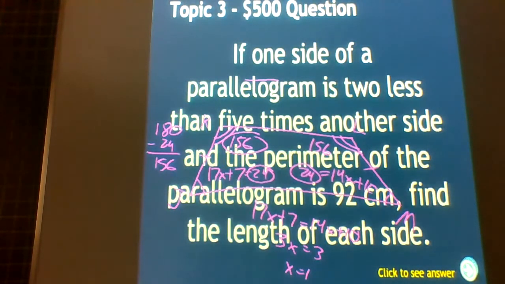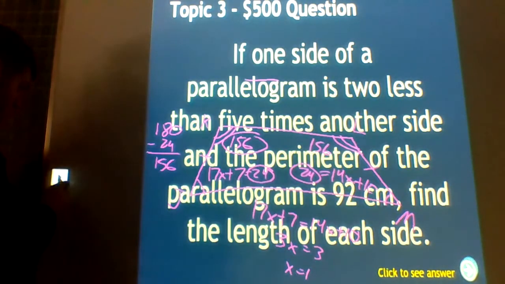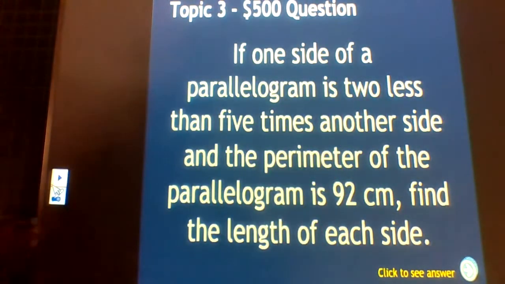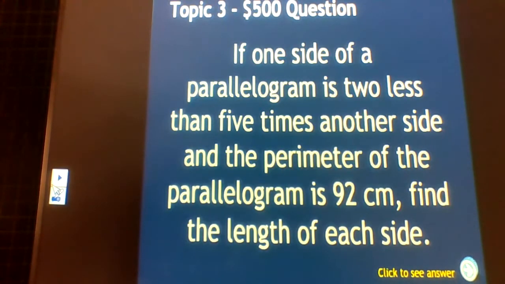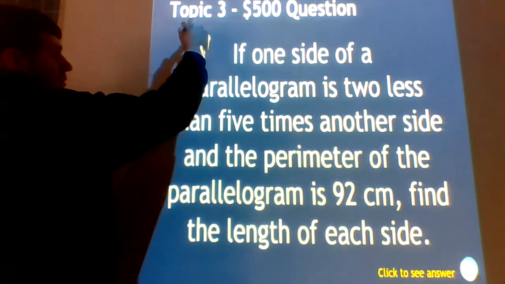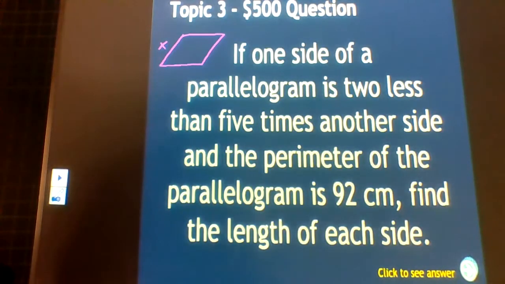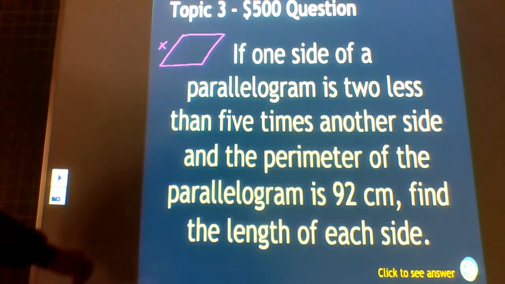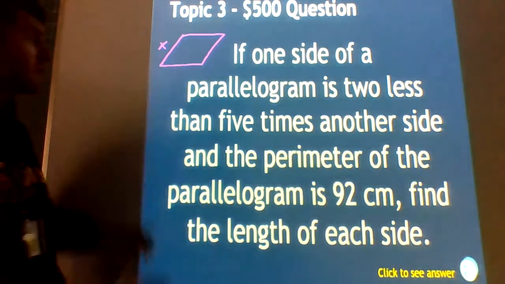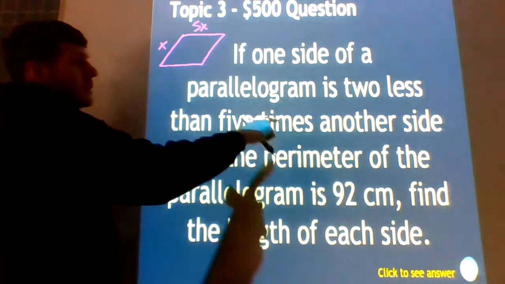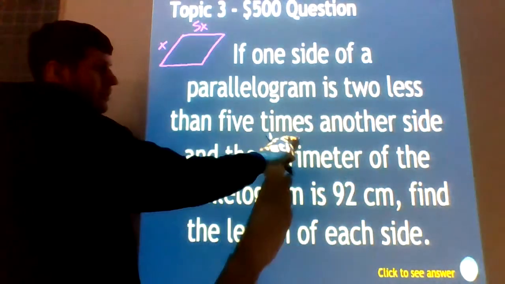Okay, if one side of a parallelogram is 2 less than 5 times another side, and the perimeter is 92, find the length of each side. So let's draw it out. We'll call one side x. It says that the other side is 2 less than 5 times the other side. So 5 times this side is going to be 5x.